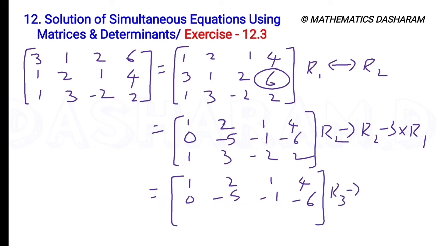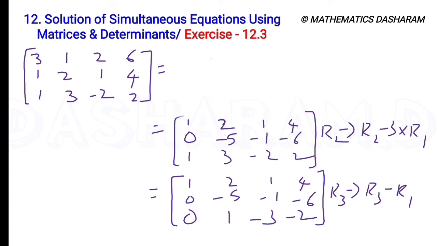Now R3 replace with R3 minus R1. So 1 minus 1 equals 0. Next 3 minus 2 equals 1. Next minus 2 minus 1 equals minus 3. 2 minus 4 equals minus 2. So next we need, so let me rub this one. Next we need 1 at the place of minus 5.